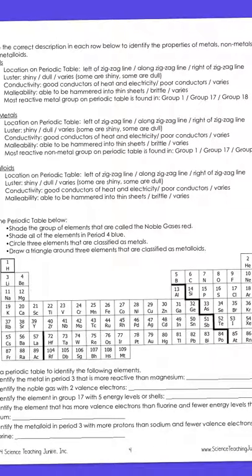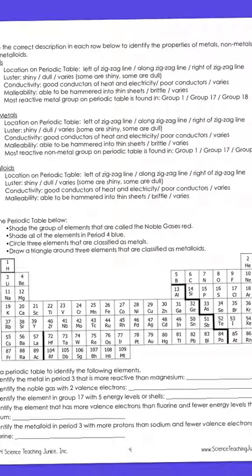Then the last section on the periodic table below, you're going to shade the group of elements that are called the noble gases red, shade all of the elements in period 4 blue, circle 3 elements that are classified as metals, and draw a triangle around 3 elements that are classified as metalloids. You can use highlighters, matte pencils, markers, whatever you've got on that one.